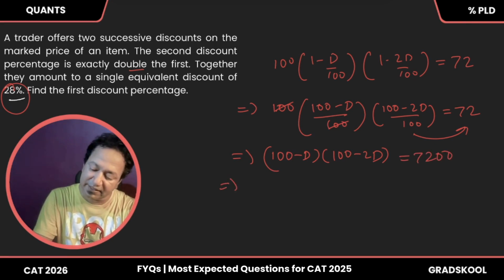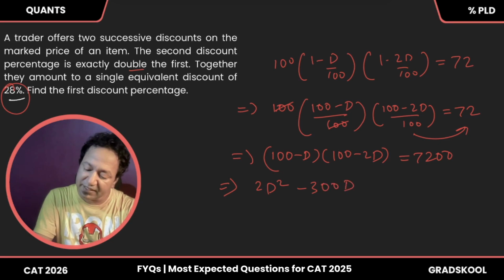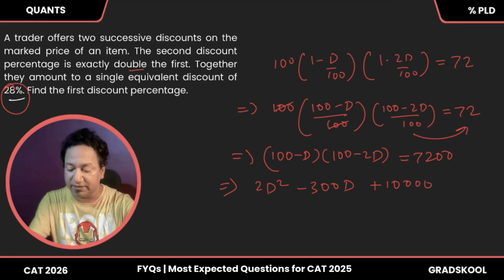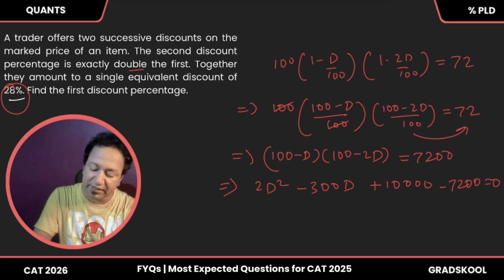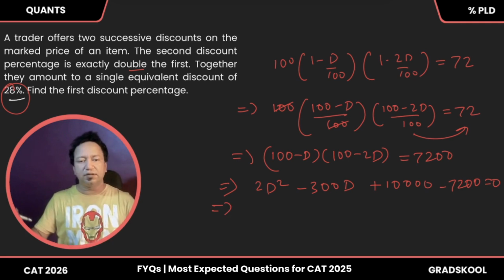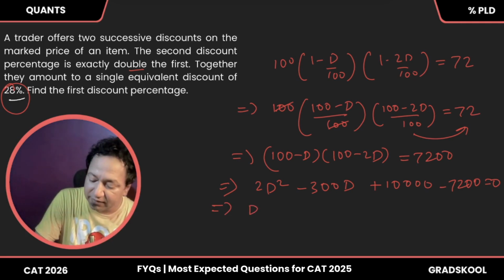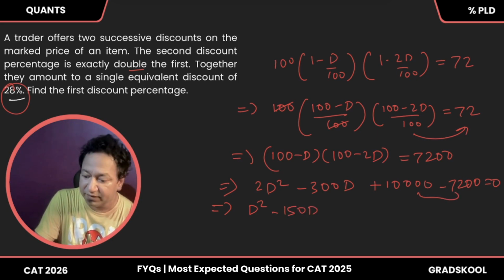Let's open the brackets now. I'll get 2d squared minus 300d plus 10,000, and bringing 7200 back to the left hand side becomes minus 7200 equal to 0. So let's divide the whole thing by 2. Okay, I'll get d squared minus 150d, and this is 2800, half of it is 1400, equal to 0.